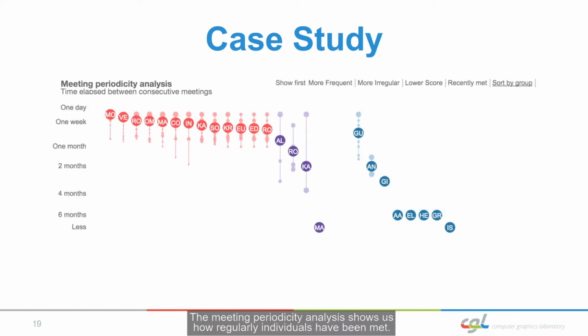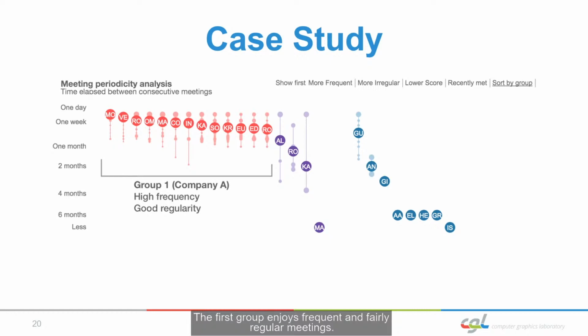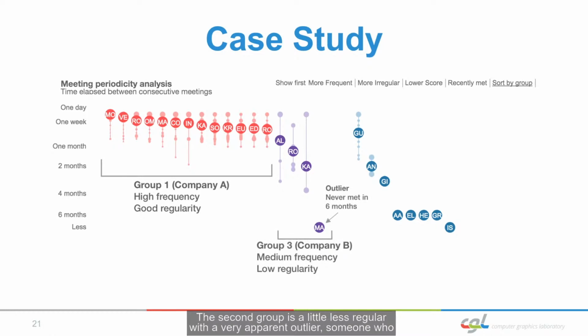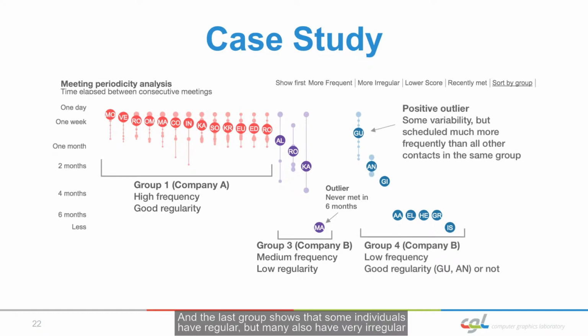The meeting periodicity analysis shows us how regularly individuals have been met. The first group enjoys frequent and fairly regular meetings. The second group is a little less regular with a very apparent outlier, someone who hasn't been officially met within 6 months. And the last group shows that some individuals have regular, but many also have very irregular meetings.